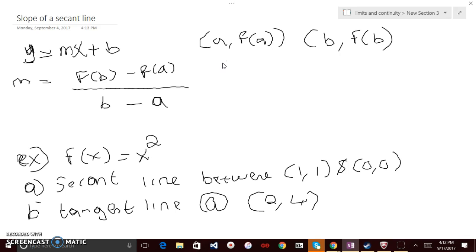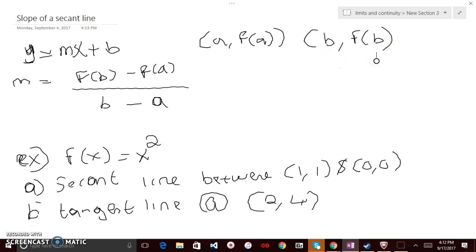Here m is your slope, and the slope of any line is y1 minus y2 over x1 minus x2. Or, using a and b like I use here, you can say f of b minus f of a over b minus a. This description represents your secant line, because you're giving two different points: A and f of A, and B and f of B.